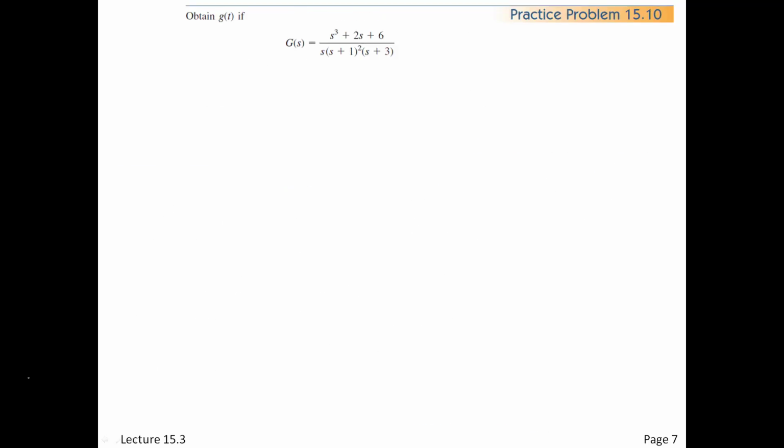Okay. Let's do yet another. 1510. Sometimes I'm not doing the one that's in the text. They changed it because of the text I've got to copy. So here we have, let's just itemize what we've got first. Help set ourselves. We've got 2 simple poles and 1 repeated.